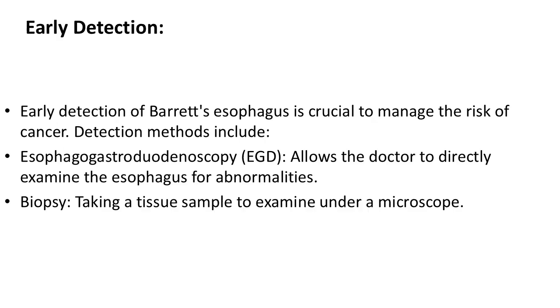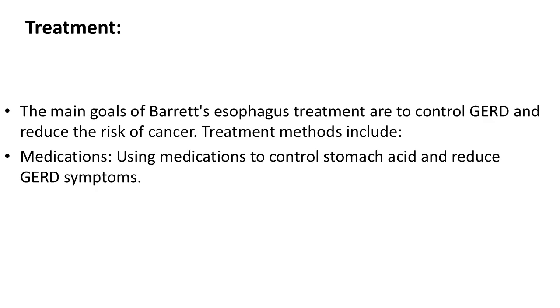Early detection. Early detection of Barrett's esophagus is crucial to manage the risk of cancer. Detection methods include esophagogastroduodenoscopy. EGD allows the doctor to directly examine the esophagus for abnormalities. Biopsy. Taking a tissue sample to examine under a microscope. Treatment. The main goals of Barrett's esophagus treatment are to control GERD and reduce the risk of cancer.